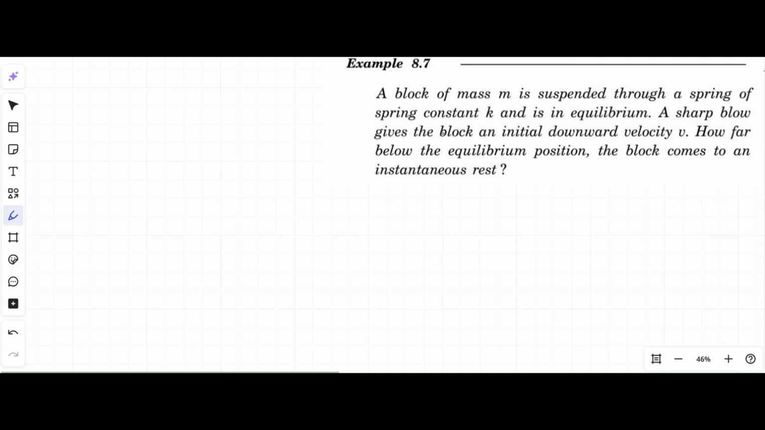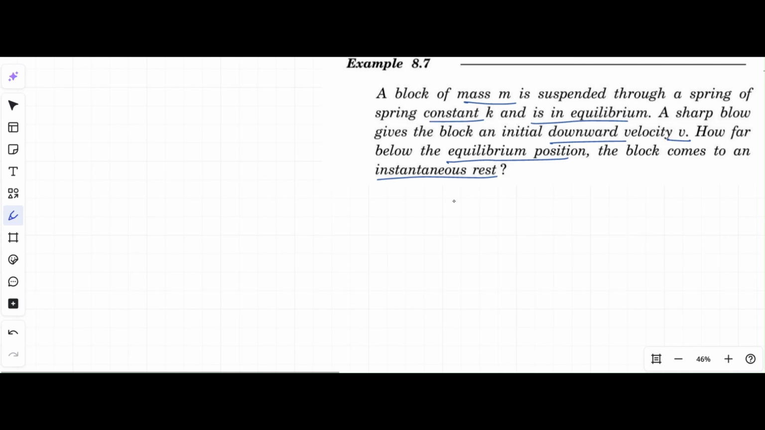So it says that there is a block of mass m which is suspended through a spring of spring constant k and is in equilibrium. Equilibrium in this context means it is not moving. It is at rest. So a sharp blow is given to the block in the downward direction, initial downward velocity v. How far below the equilibrium position will the block come to an instantaneous rest?